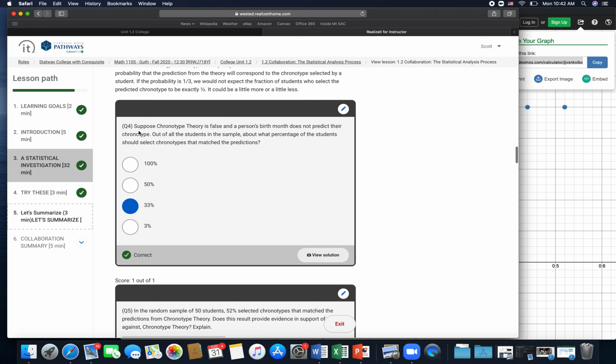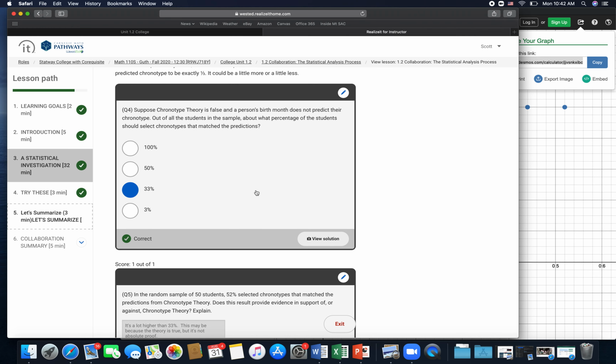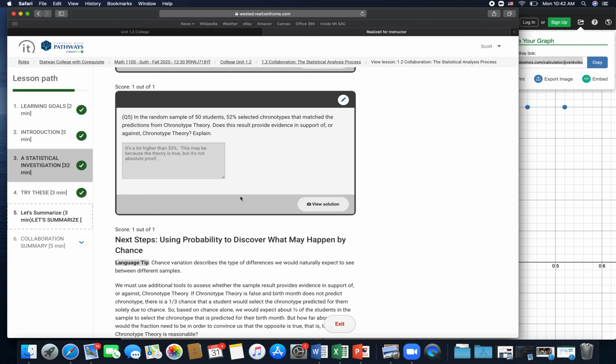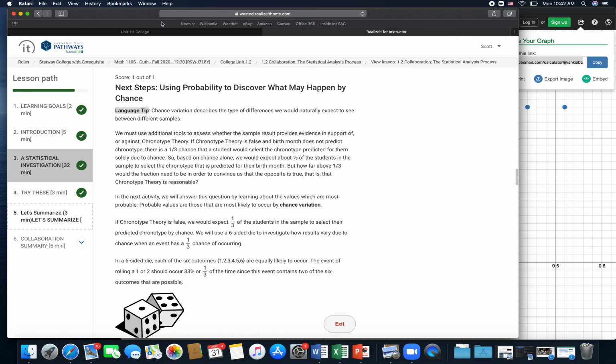Okay, so then they say, what percentage of the time should chronotype guesses be correct if the theory is wrong? And there's 3 chronotypes, so you have a 1 in 3 chance when you guess randomly, and 1 in 3 is 33%. So I think I'd like to see a lot higher than 33%. And of course, 52% does seem a lot higher, but I still don't really know if that could just be luck.